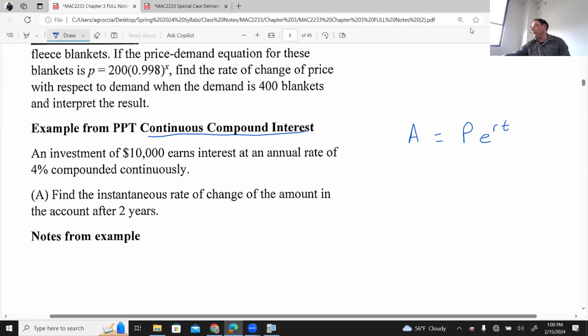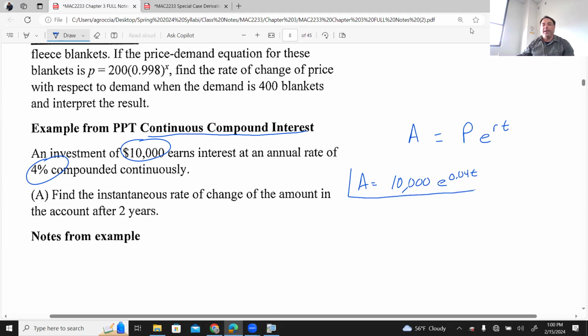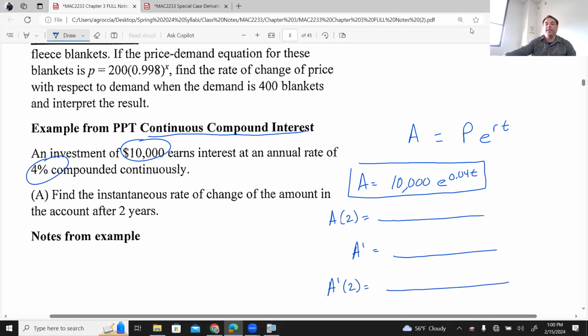And this one, I'm just going to help you out a little bit, says you decide to invest $10,000 at a rate of 4%, 0.04, t. That is your equation. And we want to know, how much will I have in the account after 2 years? Take the derivative and find out how much the account is changing in 2 years. Okay? Give that one a try.